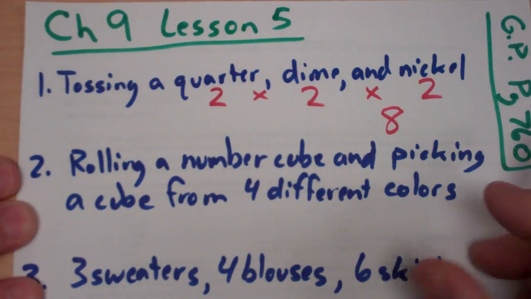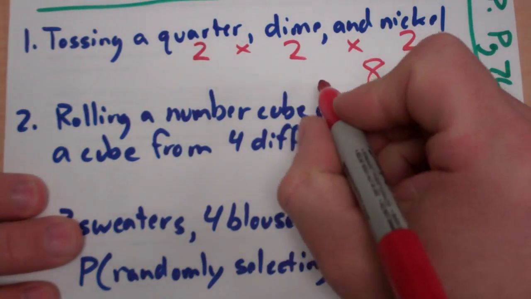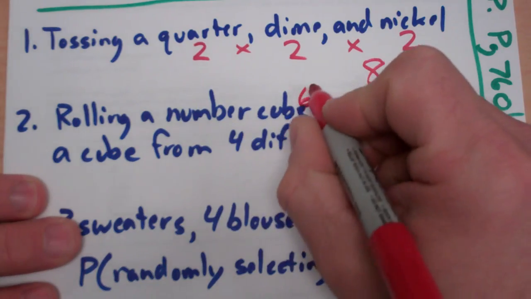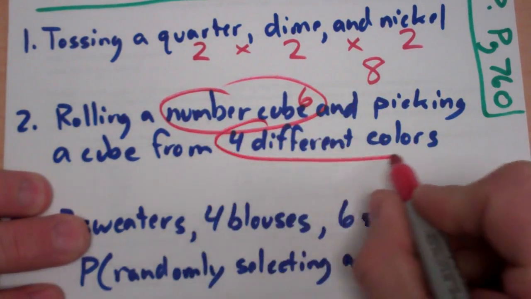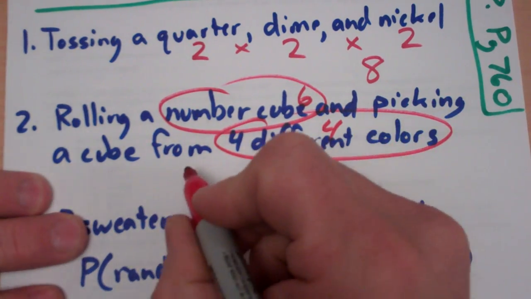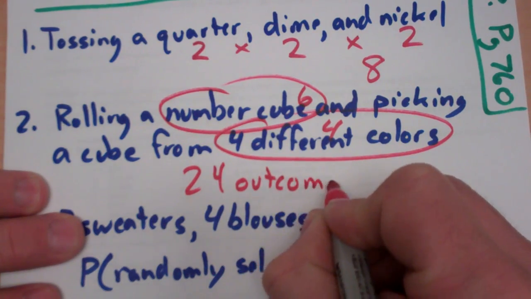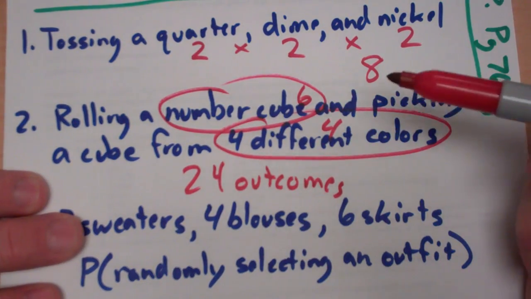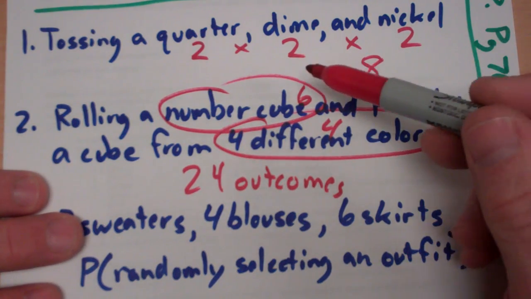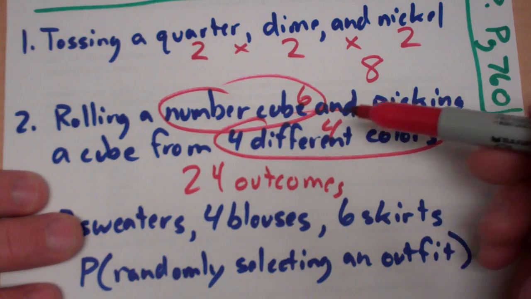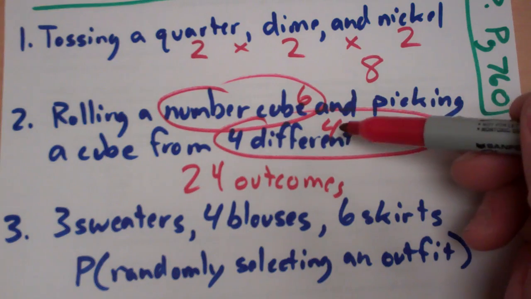Okay. Second one, rolling a number cube, which number cube is what they generally call a die or dice, right? So there are 6 different possibilities for a number cube. And picking a cube from 4 different colored cubes. So 4 choices and 6 choices. 6 times 4, there would be 24 different outcomes. Because once again, you could roll a 1 and pick a blue. You could roll a 2 and pick a blue. 3 blue, 4 blue, 5 blue, 6 blue. And then we could go on to all those same things for red and green and yellow.